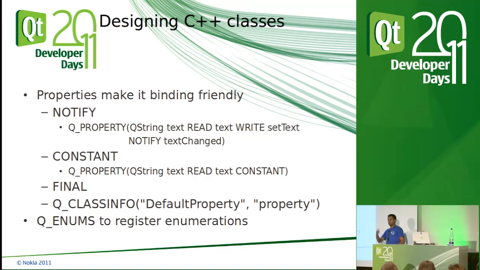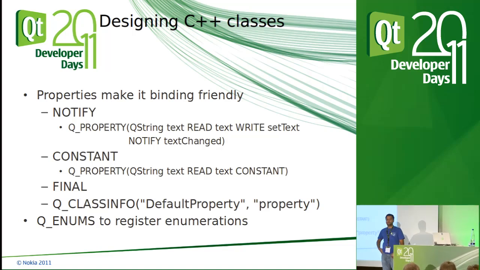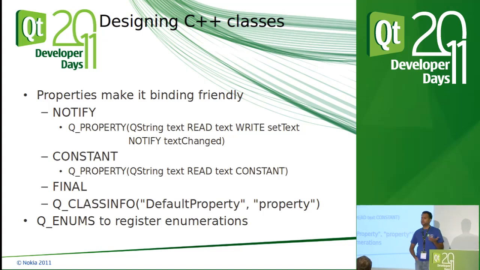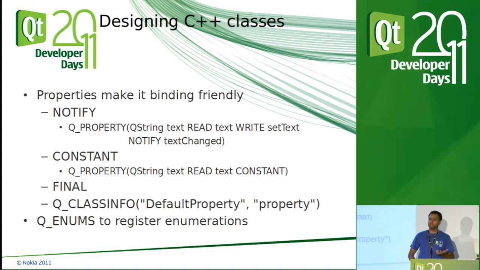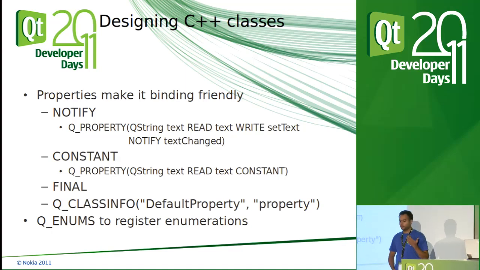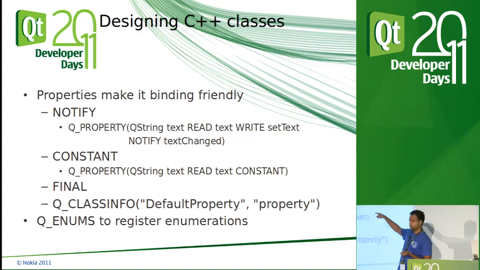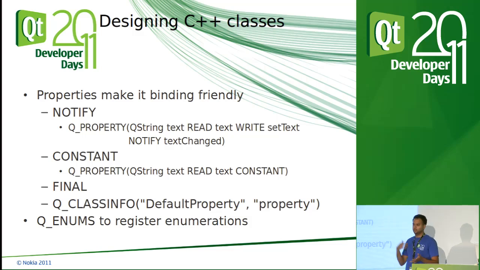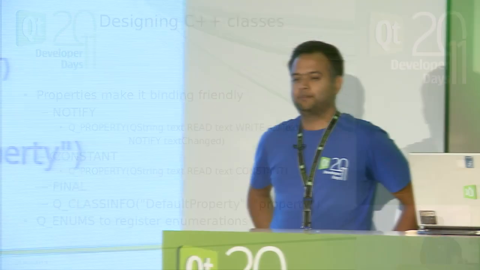So my general suggestion is, like I just mentioned some time back, make things properties as much as possible. Properties make it binding friendly in QML. The way QML finds out if a property has changed is using the notify signal. So if you see below Q_PROPERTY, QString text, notify textChanged. So every time the textChanged signal is actually emitted, QML figures that this property has changed.